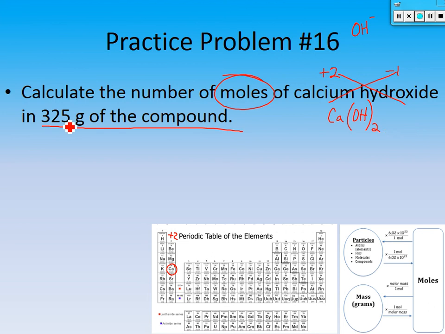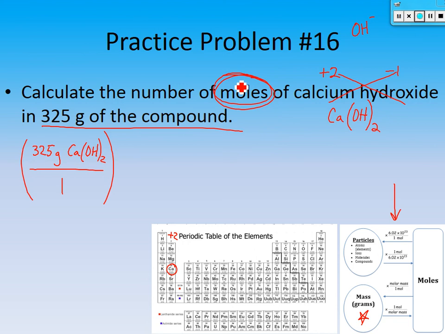All right, let's go to step 2, which says to put what they gave you, 325 grams of CaOH2 over 1. Step 3, let's go to the road map. Okay, we are at grams. So I'm right here now, and I need to go to moles. Oh, whoops, so we're at grams, so here's U. And I need to go to moles.